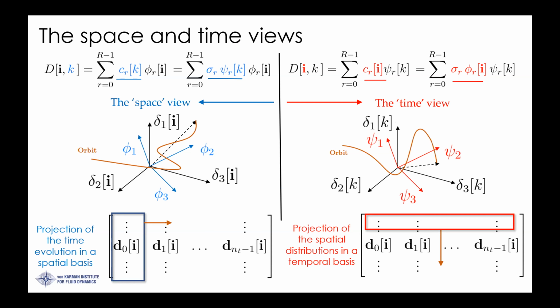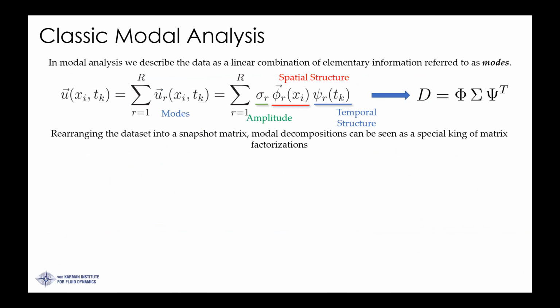This will be a projection of spatial distribution on a temporal basis, or a projection of time evolution on a spatial basis. Do you see the symmetry? The main bottom line for this, maybe you come back to that: because this matrix is diagonal, you are not free to choose both this one and this one.